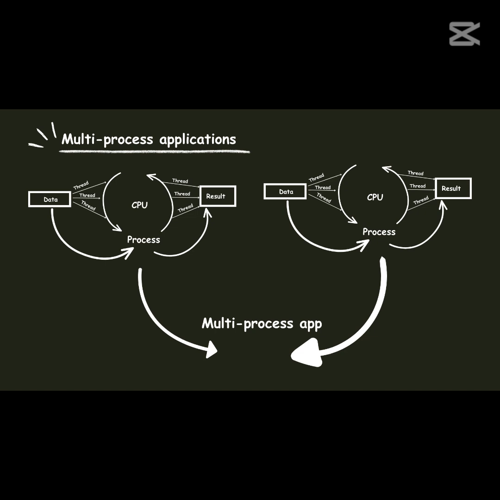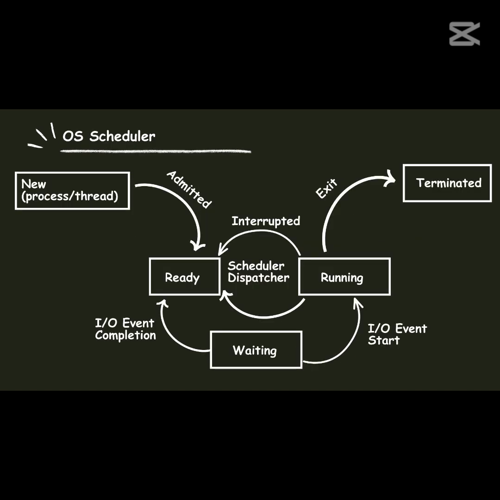Let's look at the operating system scheduler. The operating system scheduler is a core component of an operating system that decides which process/thread runs next on the CPU. It ensures efficient resource use, prevents starvation, and balances responsiveness across all tasks.